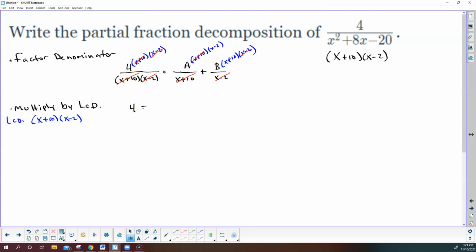So we have 4 left over on the left-hand side. A times x minus 2 plus b times x plus 10. And hopefully you guys are feeling really comfortable with this now. Distribute the A, distribute the B.